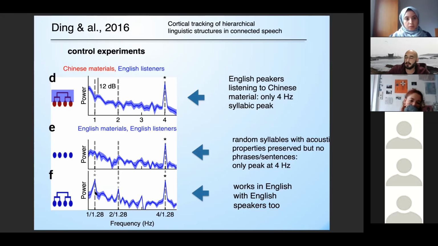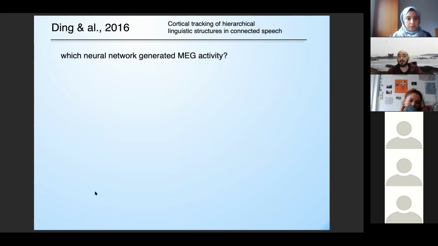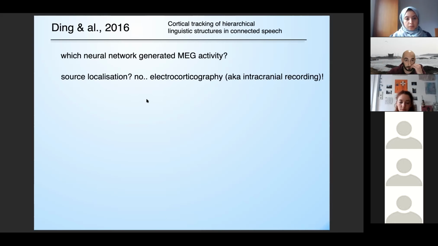Okay. So this is all cool, right? But it's not telling a lot about the property and specifically about the localization of these neural networks that are synchronized and tracking the properties of the sentences, right? So cortical tracking means that you are interested in those cortical networks that are tracking these hierarchical properties, these hierarchical linguistic structures in connected speech. Okay, it's also called cortical entrainment. All right. So how can we dive into the cortex and attempt to localize these processes?